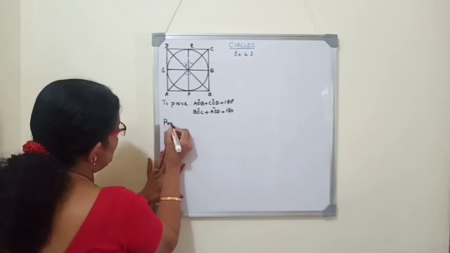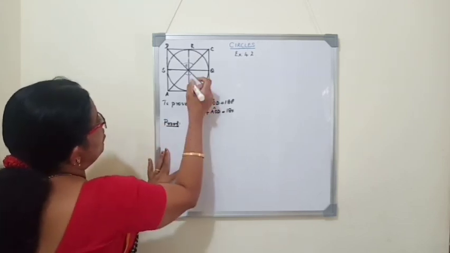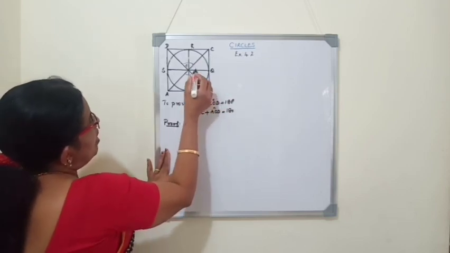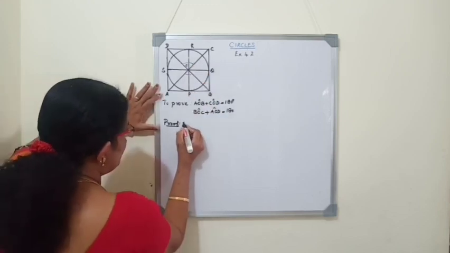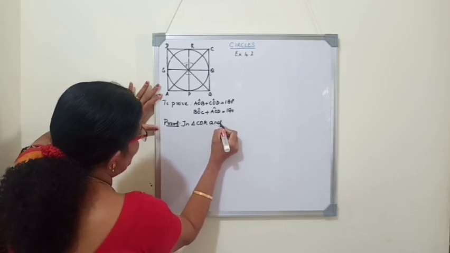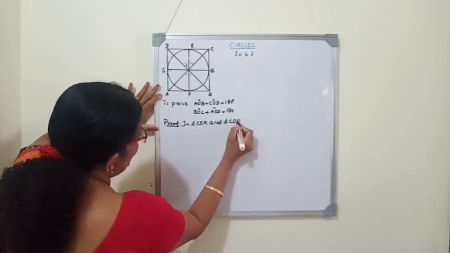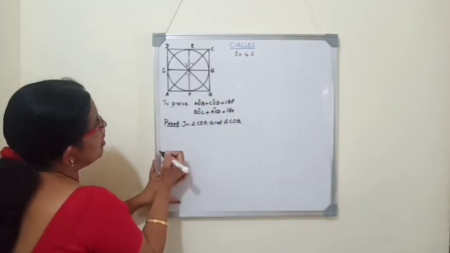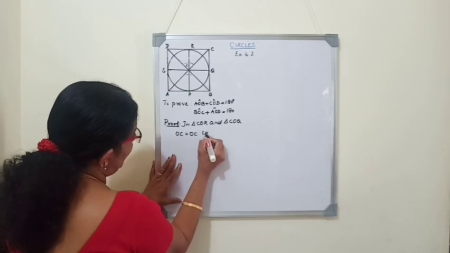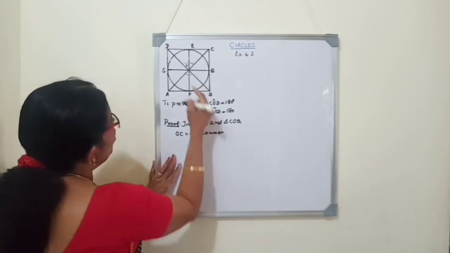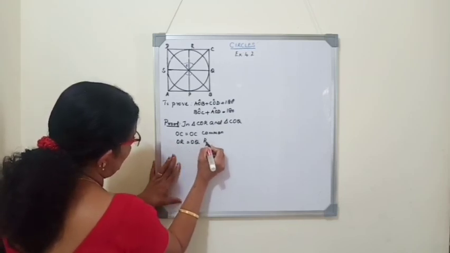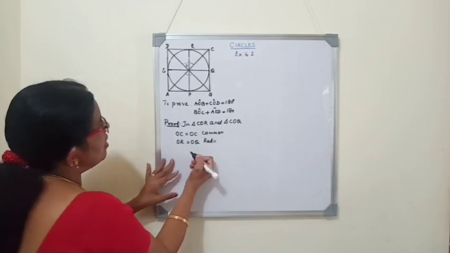So proof. We will consider one quadrilateral, that is this quadrilateral. We will consider these two triangles. Which are the triangles? COR and COQ. So in triangle COR and triangle COQ, we will prove these two triangles are congruent. First we can write OC is equal to OC, common side. Then OR is equal to OQ, radii, and CR is equal to CQ.